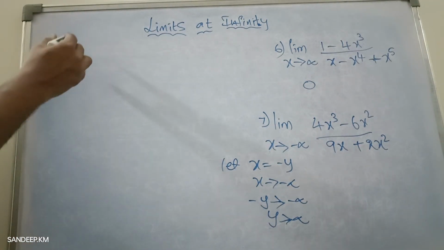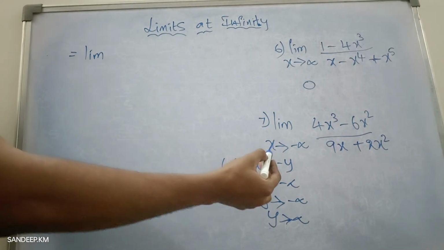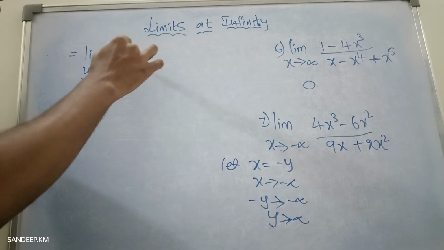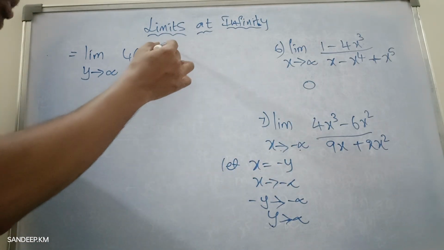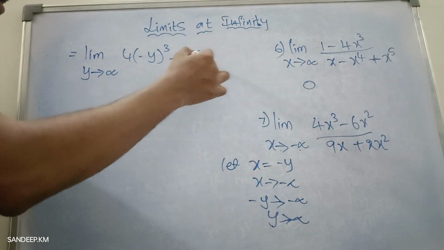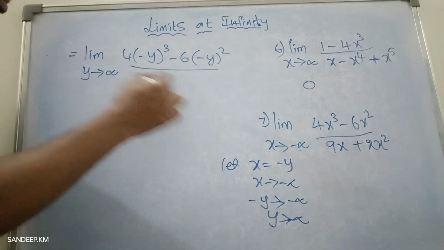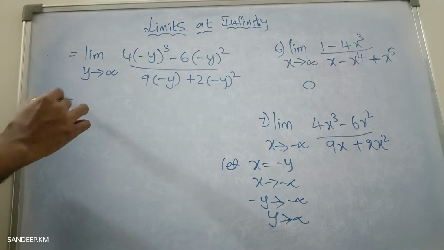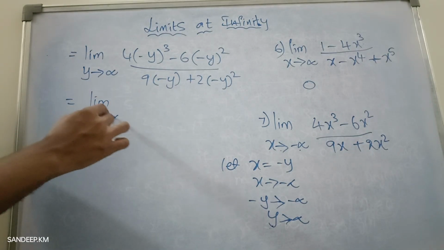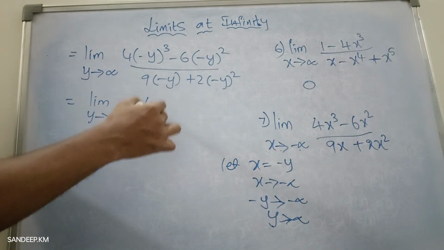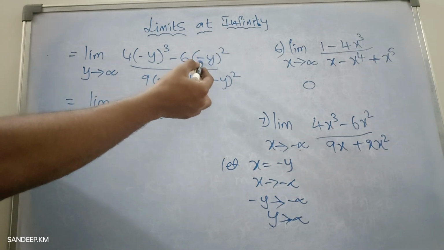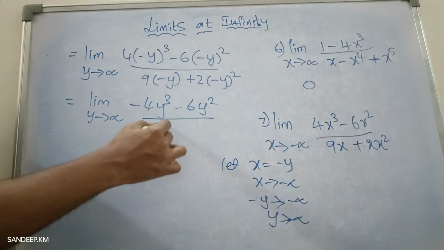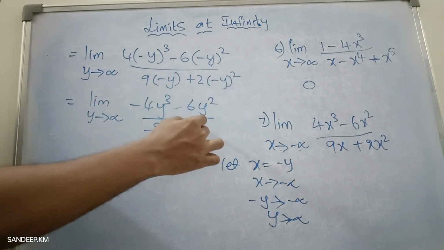So the entire question is changed as limit, instead of x approaches minus infinity, I will write y approaches infinity, 4 into, instead of x we are going to substitute minus y everywhere in the numerator and also in the denominator. Instead of x we are substituting minus y to avoid confusion while getting the answers. Okay na? So limit y approaches plus infinity, this is minus 4y cube, minus square will be plus, plus into minus is minus, 6 into y square, whole divided by minus 9y plus 2 into minus y whole square is y square.